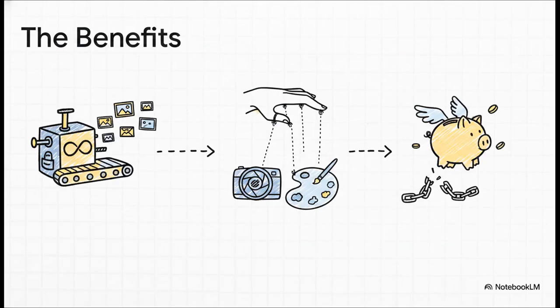So here's the bottom line, the thing that really matters. What do you get out of this? First, unlimited images. Make as many as you want, whenever you want. Second, you get total control over the quality, the style, everything. And third, once it's up and running, it costs practically nothing to use. No more credits, no more subscriptions, ever.